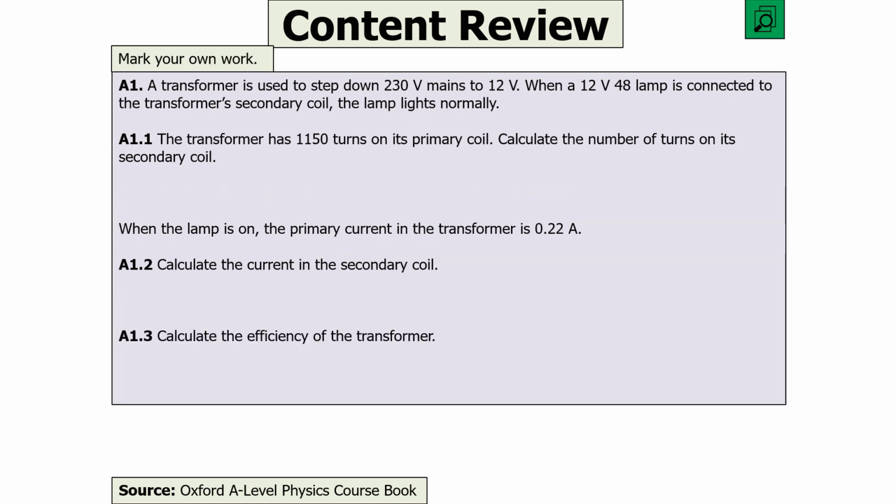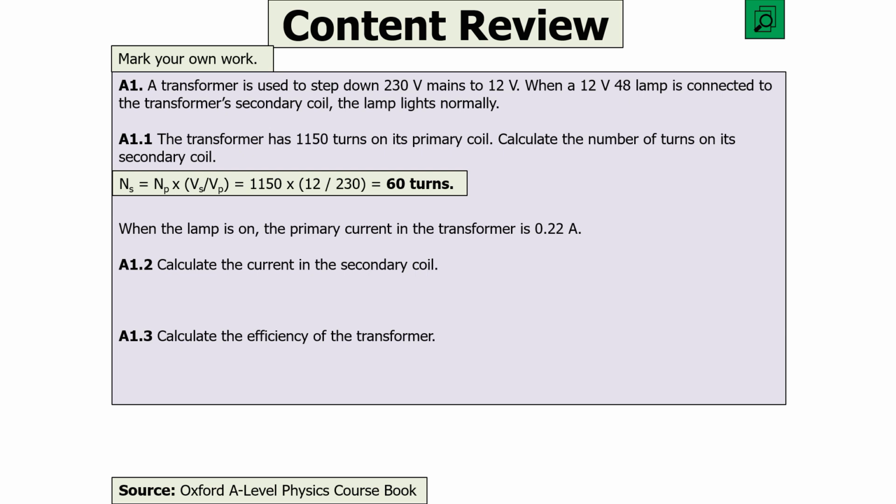Right, in this first one, we know what the transformer equation is, and that is NS over NP equals VS over VP. Pop in all the values, you get 60 turns, and that makes sense because the secondary is a much lower voltage, so therefore there's much less turns.